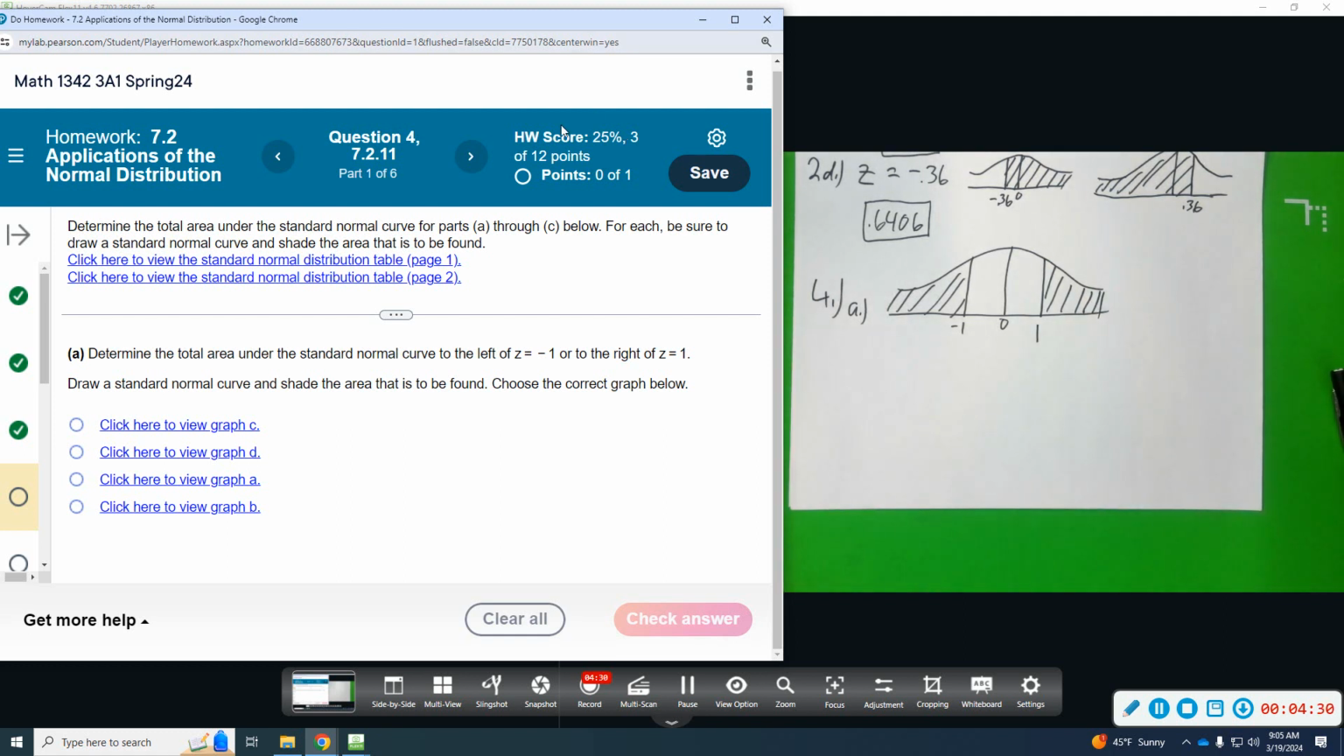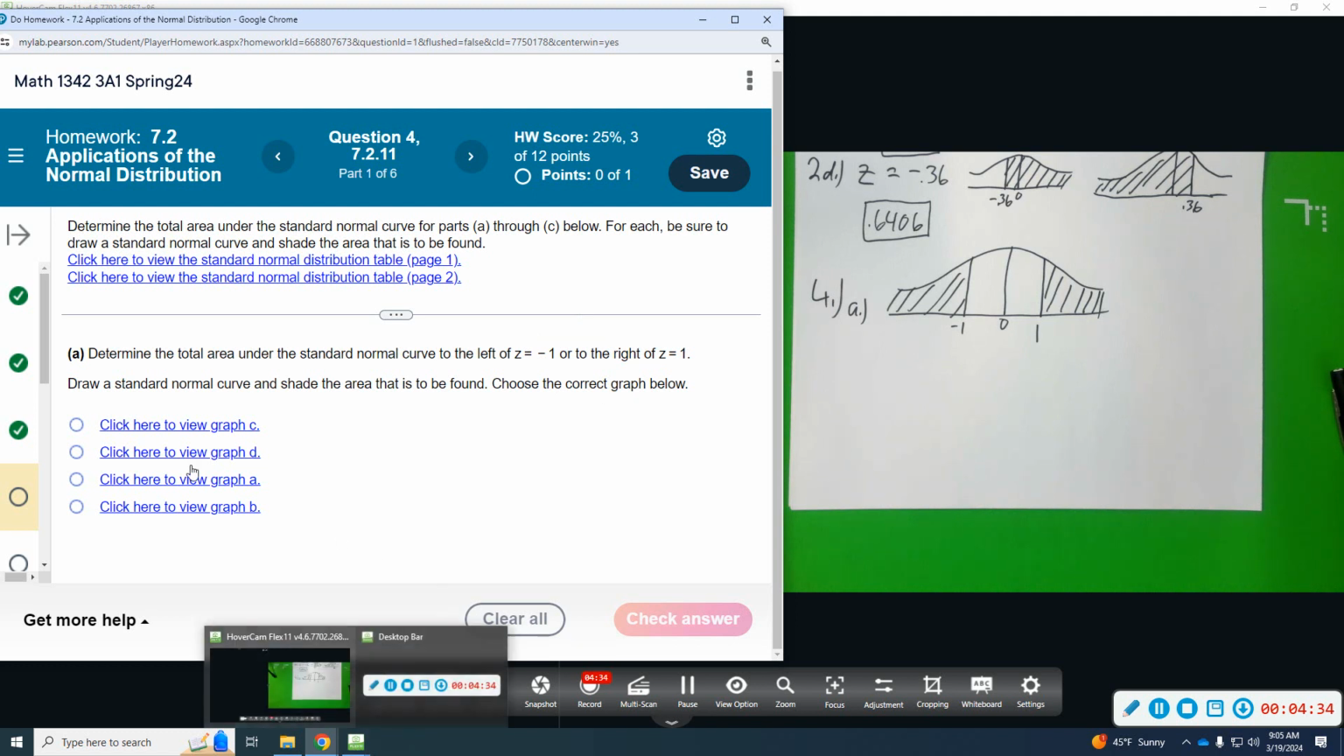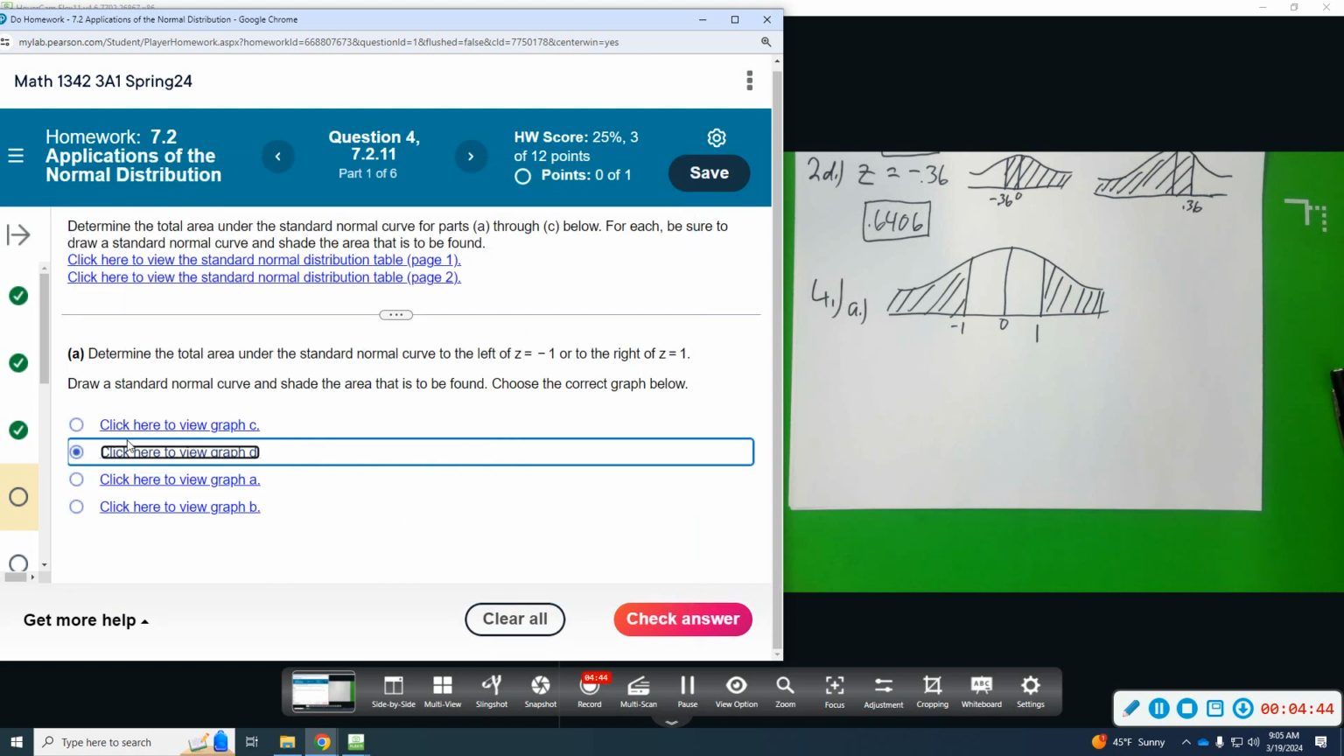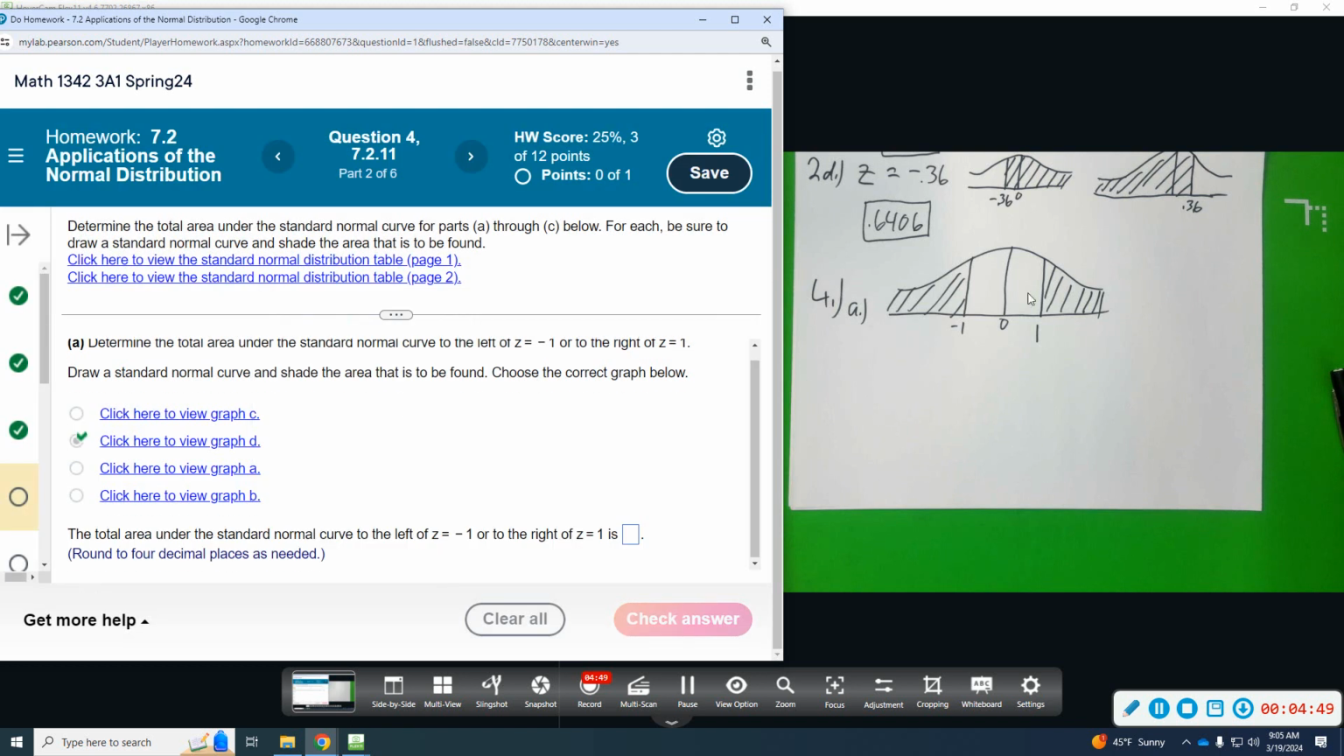So it wants me to pull it up first with a graph. So that's the middle, that's not correct. That's the outsides, 1 and 1. This one is good, so I'm going to go with option B, second choice. That's what I have drawn here. Next, the total area under the normal curve to the left of negative 1 or to the right is.